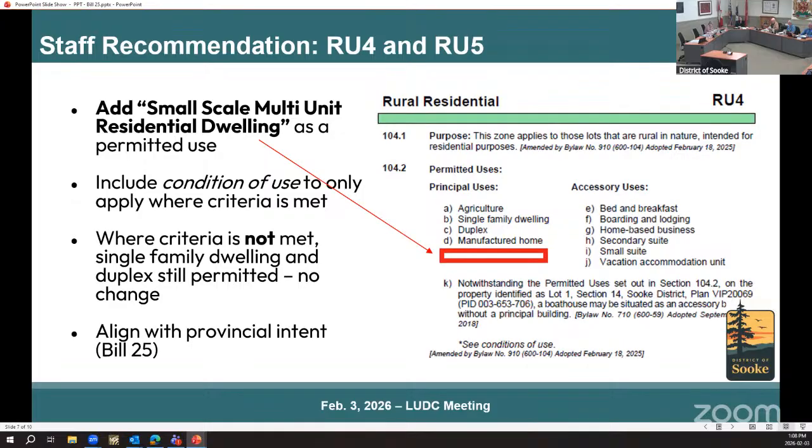Therefore, to address this, staff are simply recommending that small-scale multi-unit residential dwelling is included as a permitted use in these zones, subject to meeting the SMU criteria. So this would essentially mirror what's reflected in the R1, R2, and R3 zones for SMU purposes. Where the criteria is not met, then single detached dwelling, duplex, and suites may still be permitted. There would be no change to land use permissions in that case. This approach would ensure that the minimum number of dwelling units required under SMU legislation are clearly permitted per parcel without relying on accessory units, and would bring the bylaw into clear alignment with provincial intent.